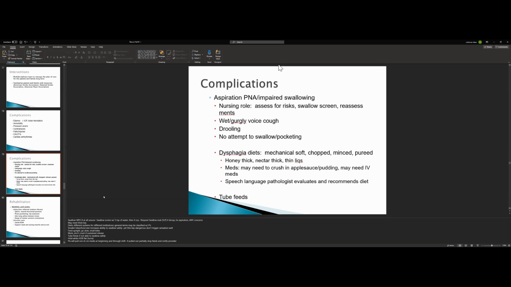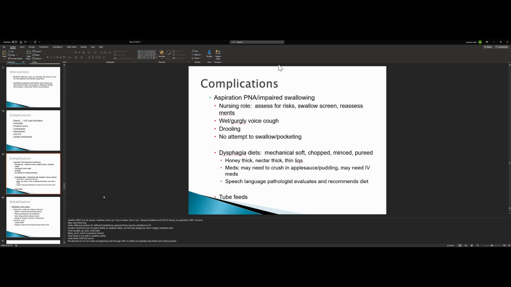Aspiration pneumonia is a big risk. These patients, especially the ones that are dysarthric, have a low threshold to keep them NPO. These patients can aspirate and show no signs of it at all, which is what you call silent aspiration, right?